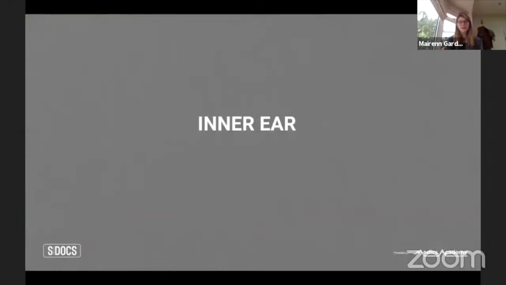So now going on to inner ear causes of hearing loss. Just to repeat myself again, inner ear problems will cause sensorineural hearing loss. So it's a problem with the cochlea or the vestibulocochlear nerve.